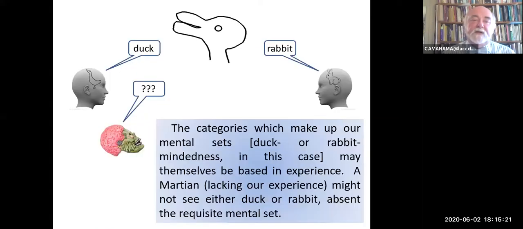Their ideas tend to change. Imagine you were a Martian and you looked at this figure. Now, humans would say, I'm duck-minded, I see it as a duck. I'm rabbit-minded, I see it as a rabbit. I'm assuming that there aren't ducks and rabbits on Mars. A Martian seeing this for the first time probably would have no clue, would have neither idea, or maybe this resembles something that a Martian knows that we don't, and they would see it that way too.